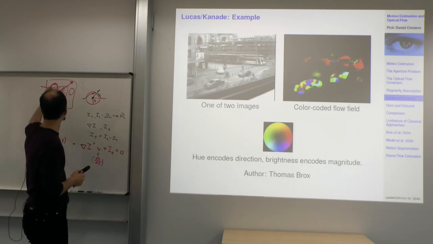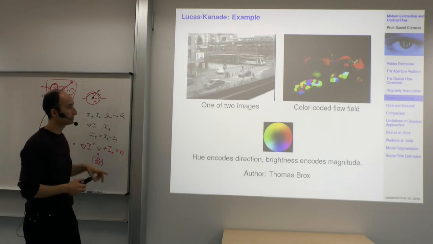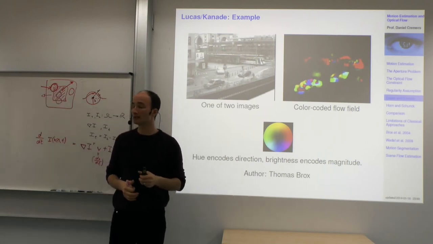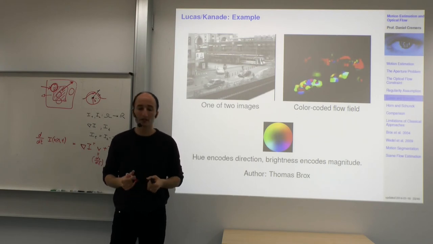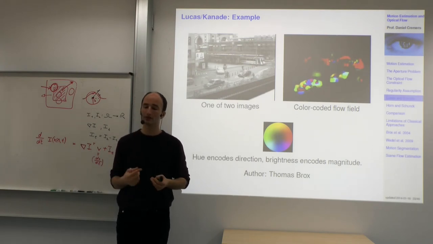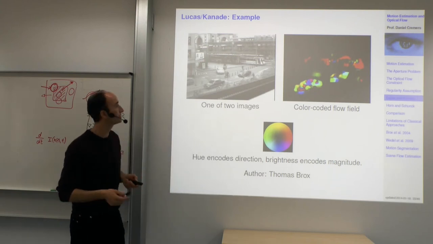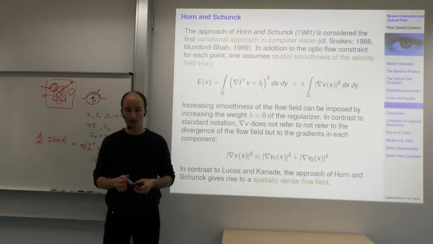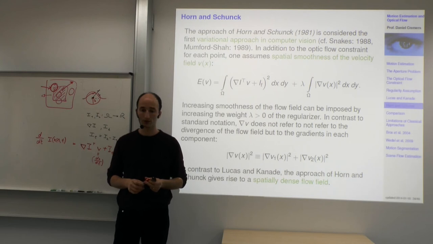Then the flow here is this way, and at neighboring points, which may be points of the background, it's pointing in a completely different direction. So this assumption, the flow being constant in a certain neighborhood, is not a good assumption. It's too strong a constraint, too strong an assumption. And so there are actually more elegant solutions.